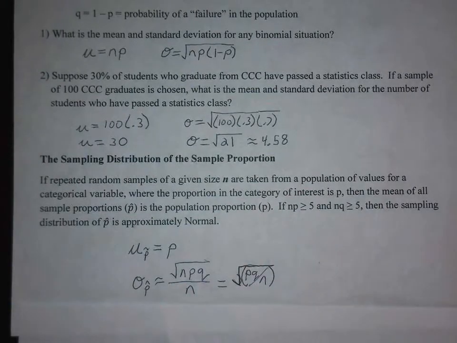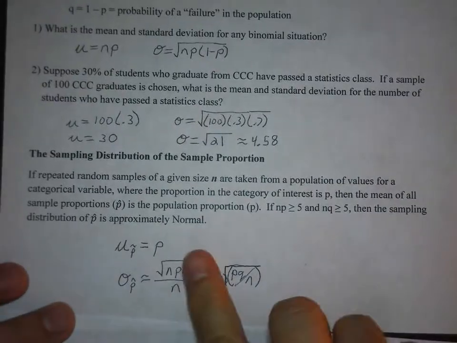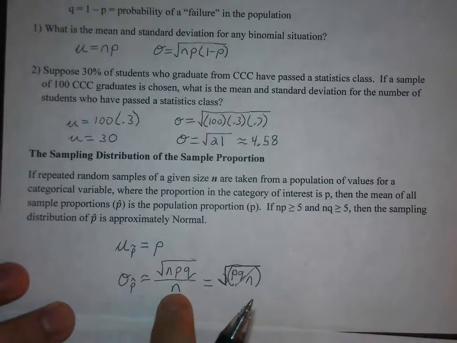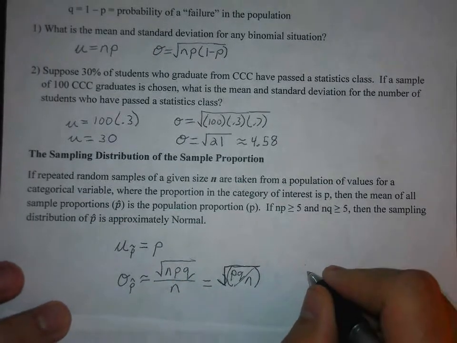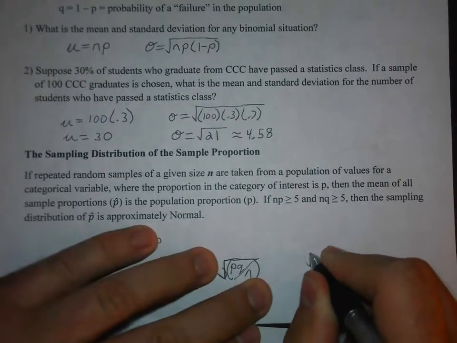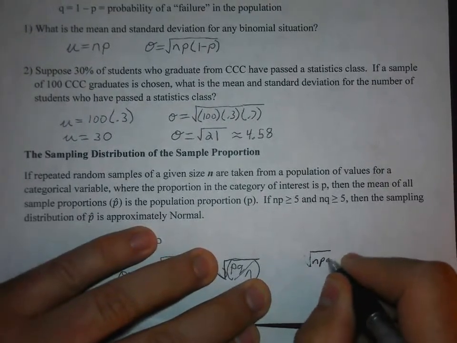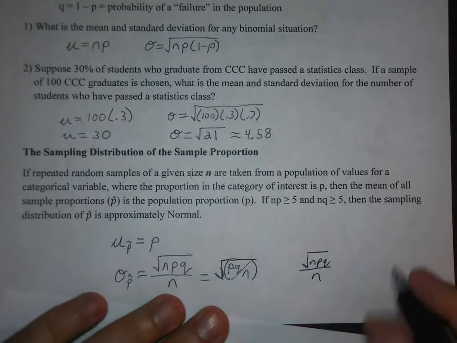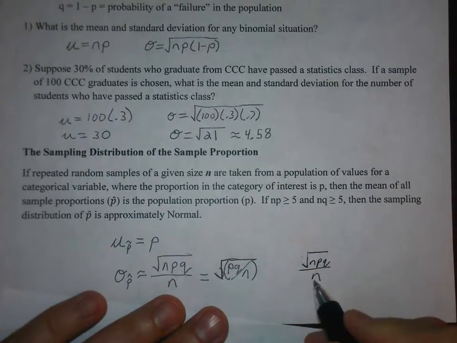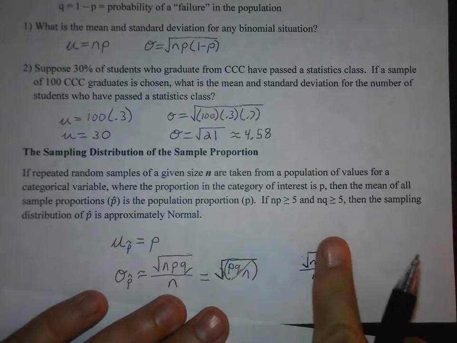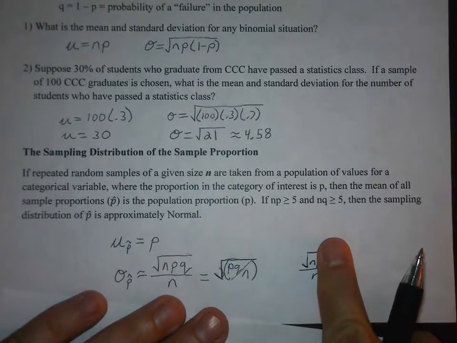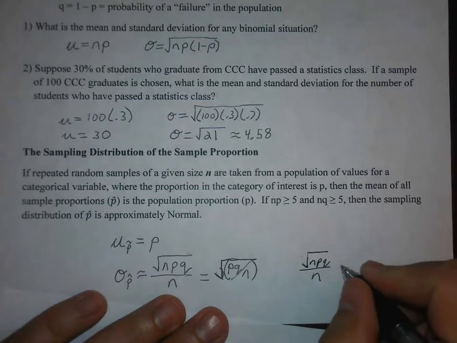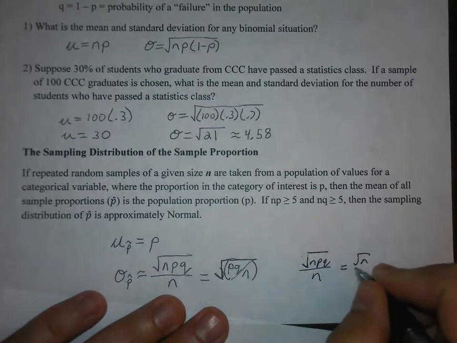And where that comes from, if we just look at the square root of npq divided by n, looking at a square root of n divided by n, so just looking at that piece of it, well, that will actually simplify if we just look at that piece of it.